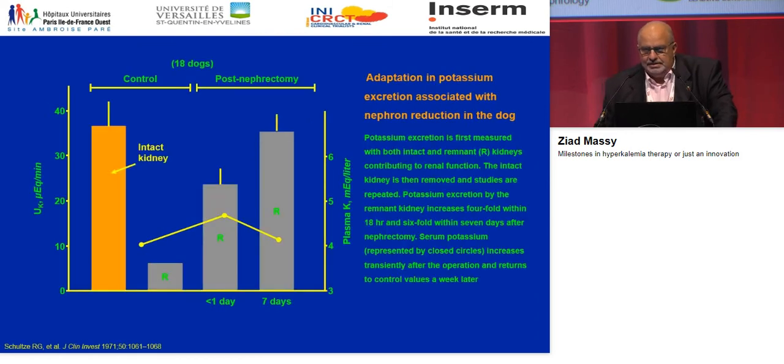In an animal model, this has been tested in dogs, and if you have a nephrectomy, then right away you have a decrease in elimination of potassium, and then you have an increase in the blood, but even after 7 days, the remnant kidney can restore the normal elimination of potassium. So we have a compensatory mechanism in our body to restore this elimination of potassium until a certain degree of CKD.